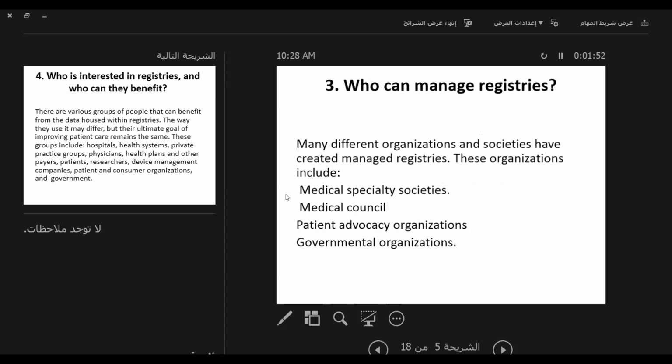Who can manage registries? Many different organizations and societies have created and managed registries. These organizations include the medical specialty societies and the medical council, patient advocacy organizations, and governmental organizations.